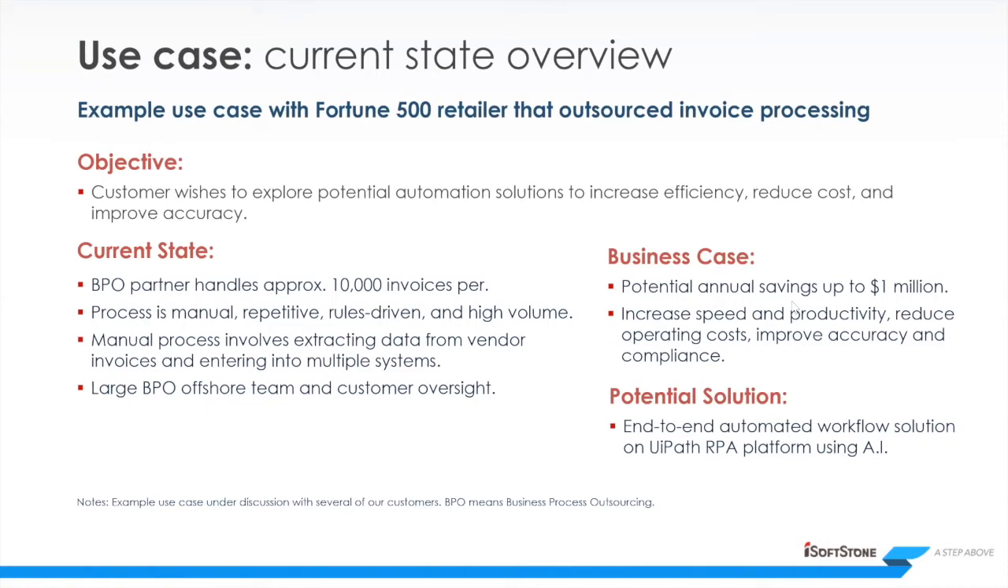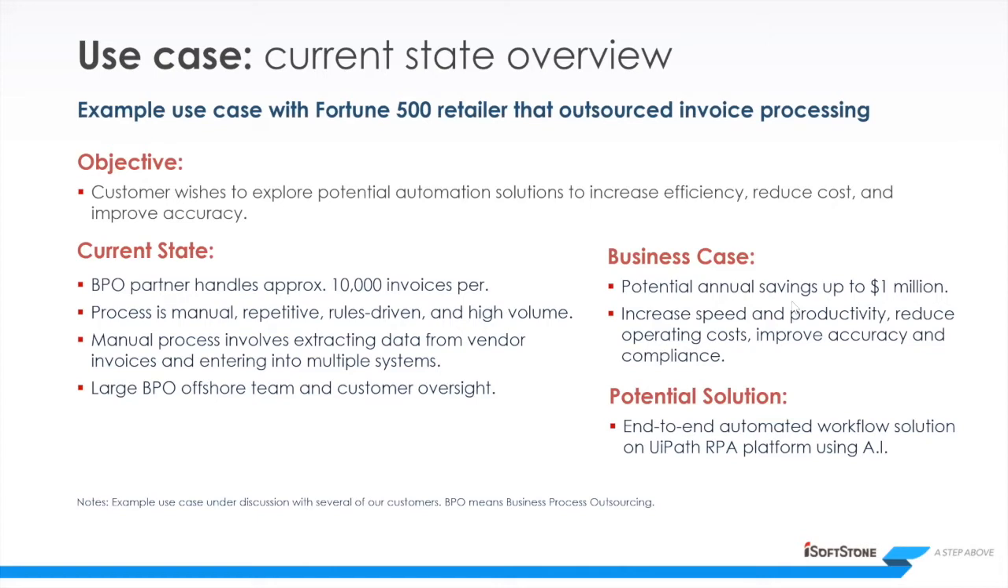The objective is that the customer, because of COVID-19, wants to explore potential automation. The current state, and I will share with you on the next slide how manual, convoluted and complex the process is, is that the BPO partner, on behalf of this customer, handles about 10,000 invoices per month. So that's about 120K invoices a year. The process is manual, repetitive, rules driven, and high volume.